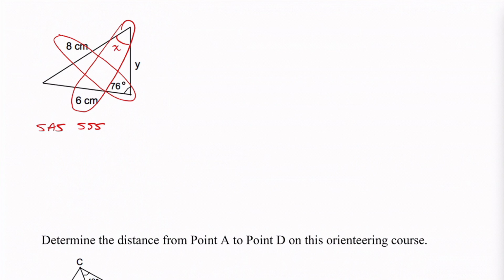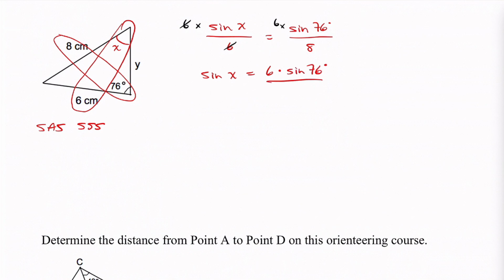Let's just call it x. So we're going to have sine of x over the one across from it, which was a 6, equals sine of the other matching pair, 76 degrees, divided by the side that went with it, which was an 8. And then to solve this, I'm going to have to multiply both sides by 6. So times by 6, times by 6, 6's cancel. Then we got sine of x equals 6 times sine of 76 degrees divided by 8.